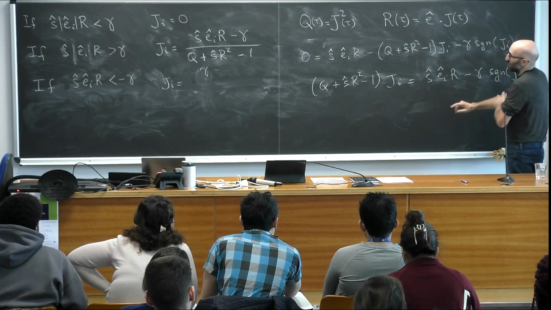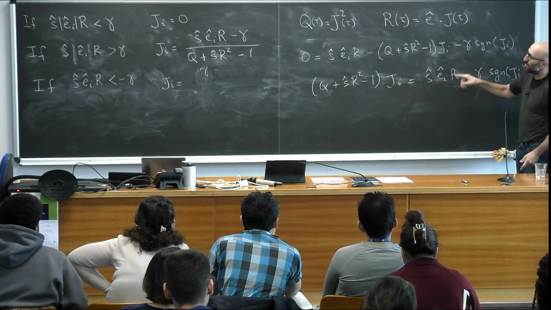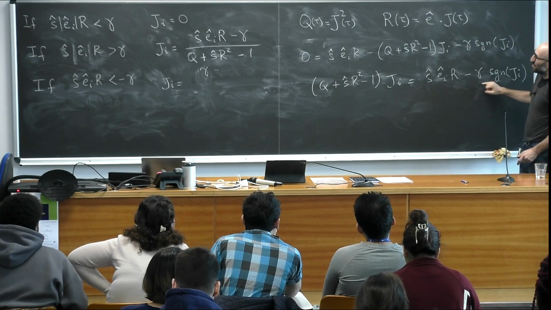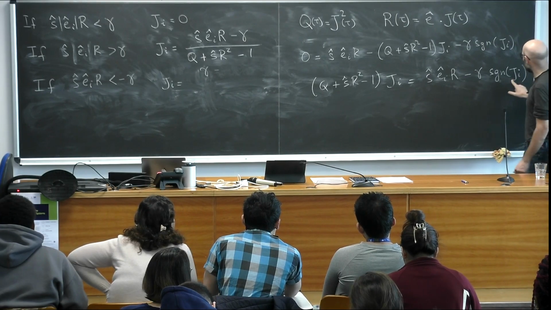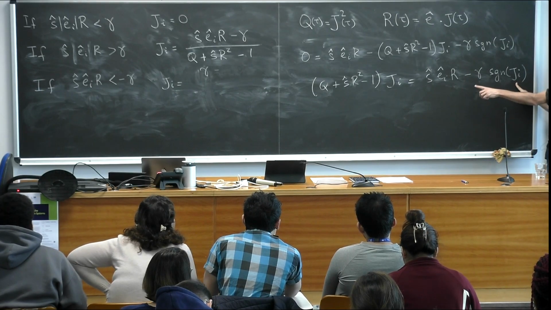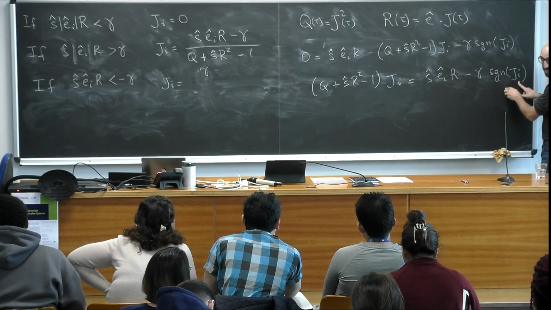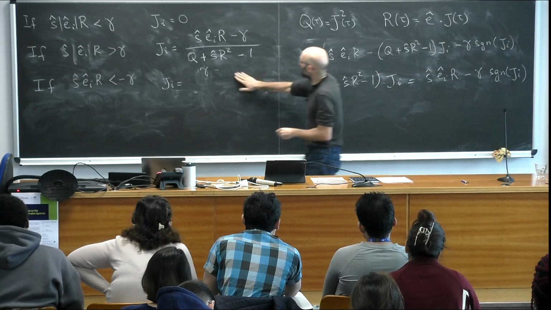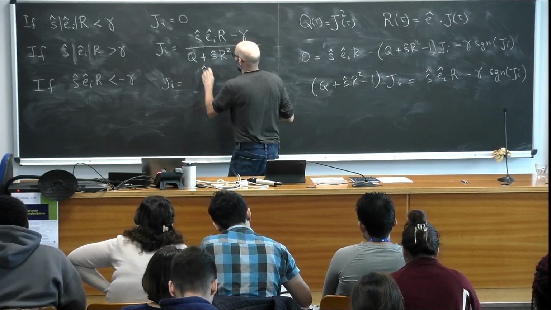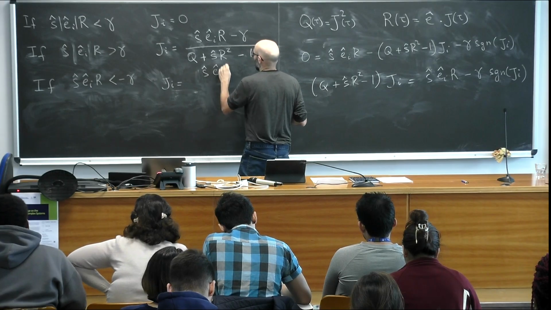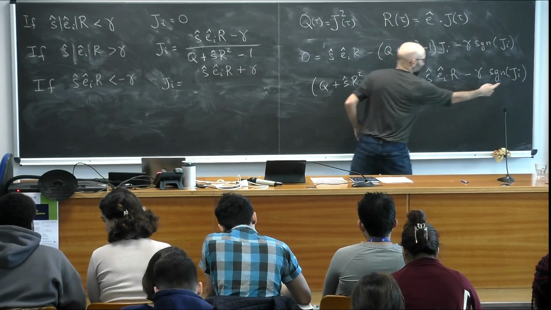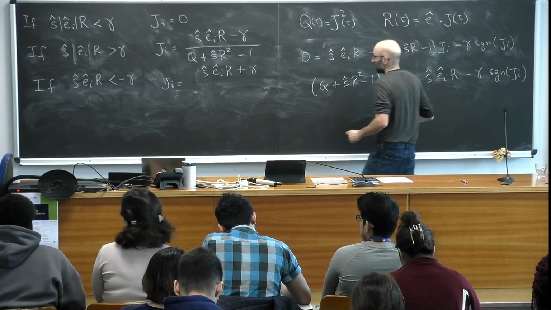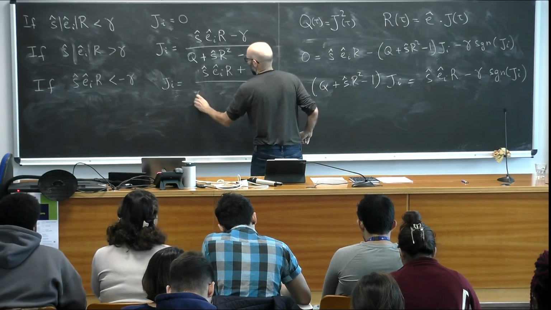If instead this is very negative, more negative than minus gamma, then I can assume J to be negative. So this will be a plus, and J will be S hat E hat_i R plus gamma, because this is negative, divided by the same thing.